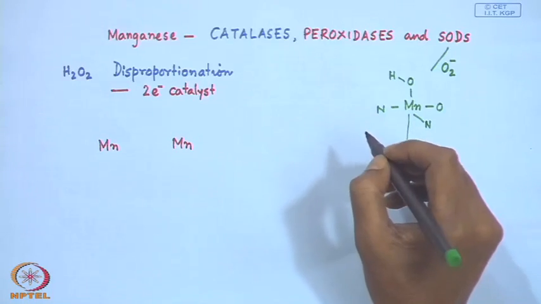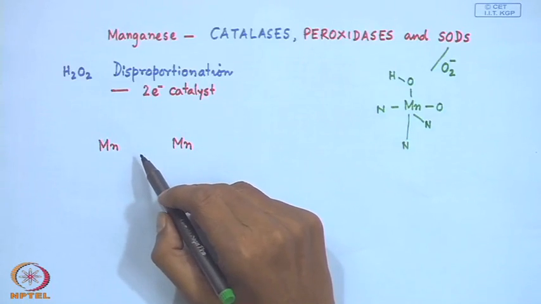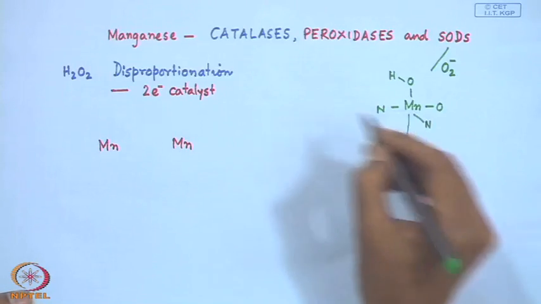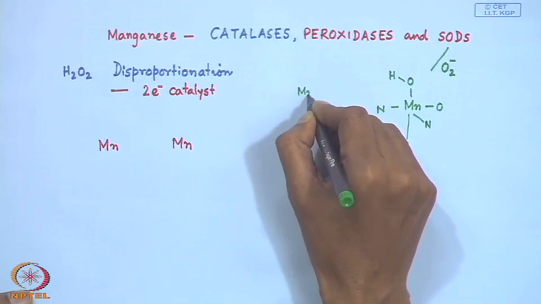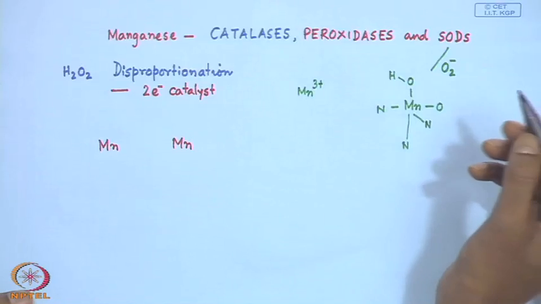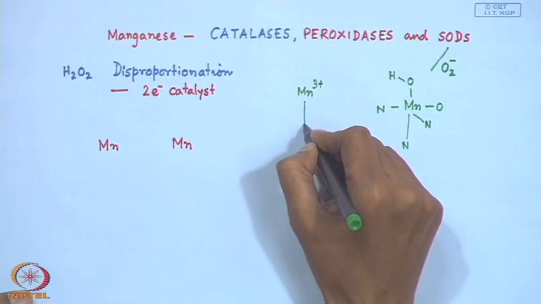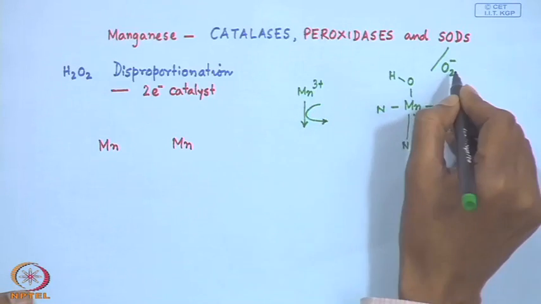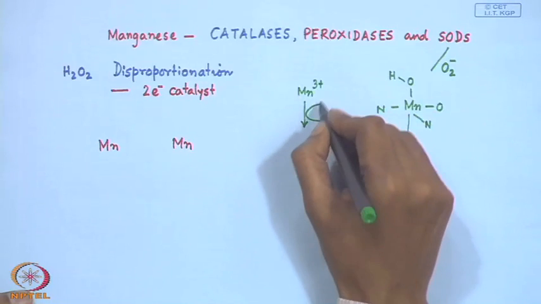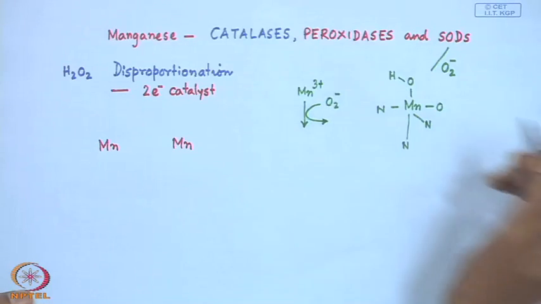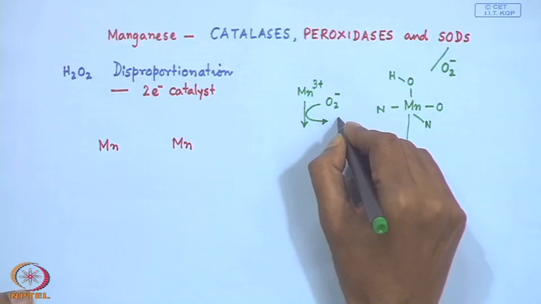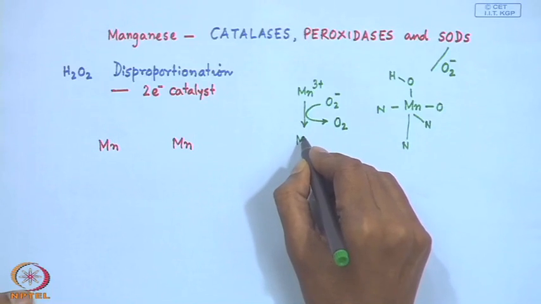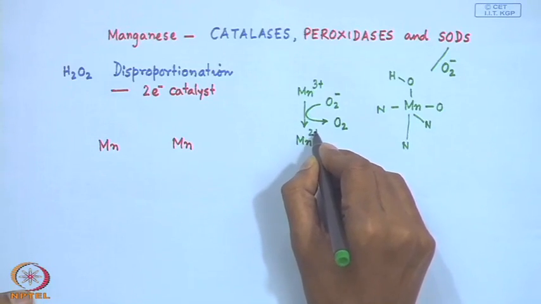So, the corresponding reactivity with the superoxide anion can be taken care of by using a mononuclear center. But in case of the disproportionation of hydrogen peroxide, we definitely need the binuclear one. So, here if we generate a simple iron based manganese system, that means a manganese 3 plus center, the superoxide anion O2 minus reacts with it, liberating O2, and this center is reduced to manganese 2 plus.